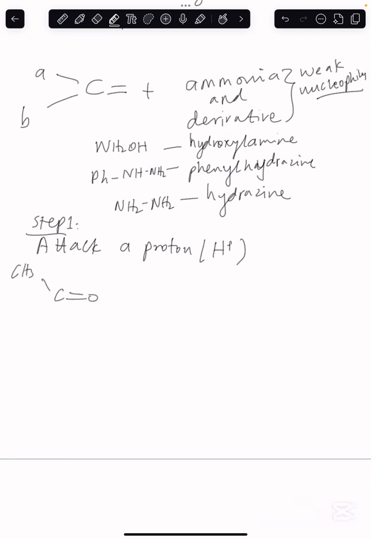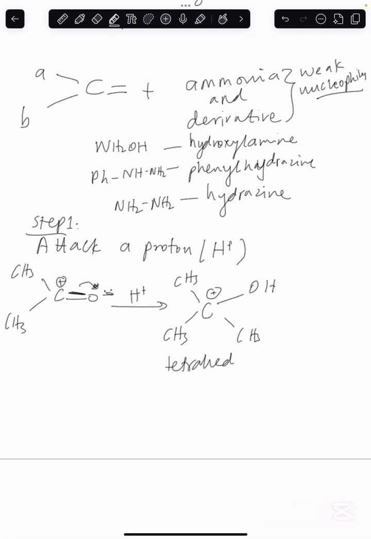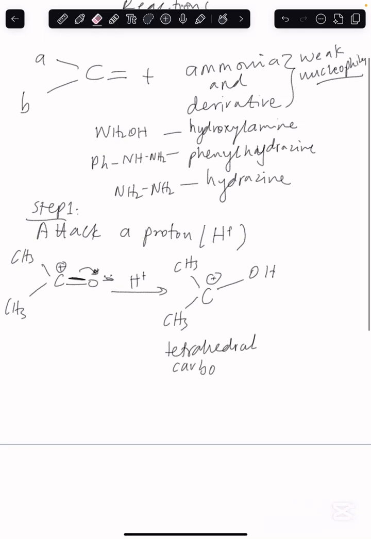We are going to use a ketone. The lone pair will shift over here, the pi bond will shift over here, and then the positive charge will occur here. Now an H plus is going to be added to the O minus, and then an OH will be formed, and a carbocation intermediate will be formed.